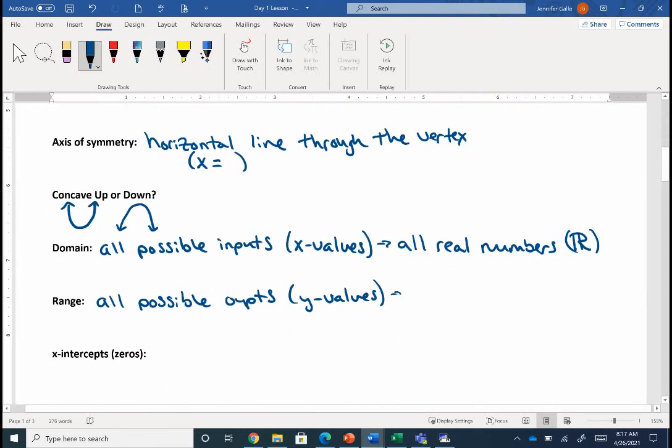So with your range, you're either going to have y is greater than or equal to, or y is less than or equal to, and then we have to fill in the appropriate number. And we'll talk about that today. We're going to do several graphs together today. What's that third word in range? Outputs. There we go. So all possible outputs.